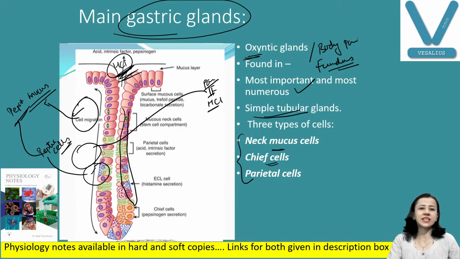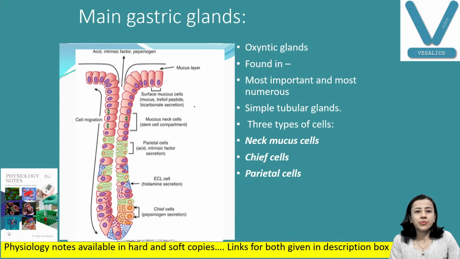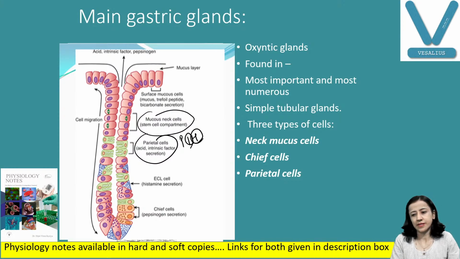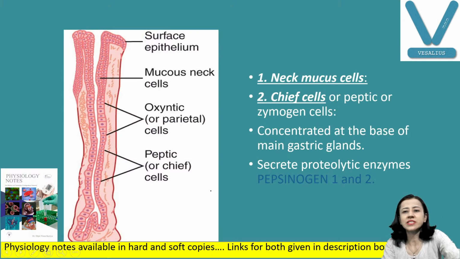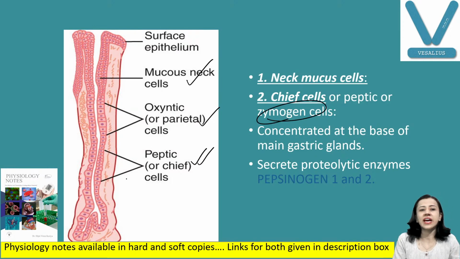Now, again you can see this diagram shows the same thing. I'll just repeat. You can see mucus neck cells. Then parietal cells secrete PIH, intrinsic factor and HCl. Then chief cells secrete pepsinogen. Again you can see this is the same thing we have discussed: mucus neck cells, oxyntic cells or parietal cells, and chief cells or peptic cells. These are also known as zymogen cells because they have granules. Zymogen granules are there.